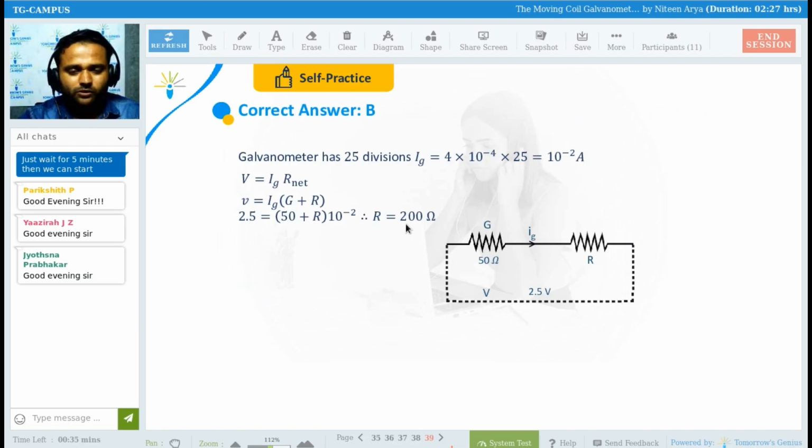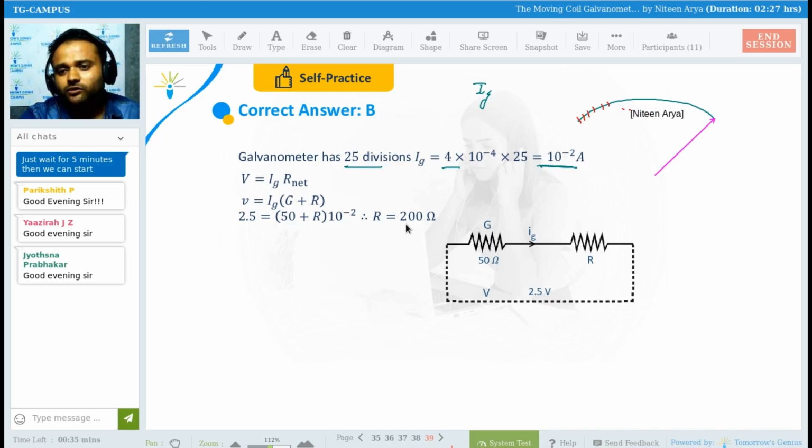Okay, let me do this, because the galvanometer has 25 divisions of Ig. So first of all, we need to find the current. Ig equals this for one division. There is the catch: 4 into 25. So that much current you have. What is the meaning of this? This many divisions you have, and Ig is always the current at which this particular needle shows the full deflection. So suppose from here we have 1, 2, 3, 4, 5, 6 and so on up to 25 divisions. For one division we have this much.